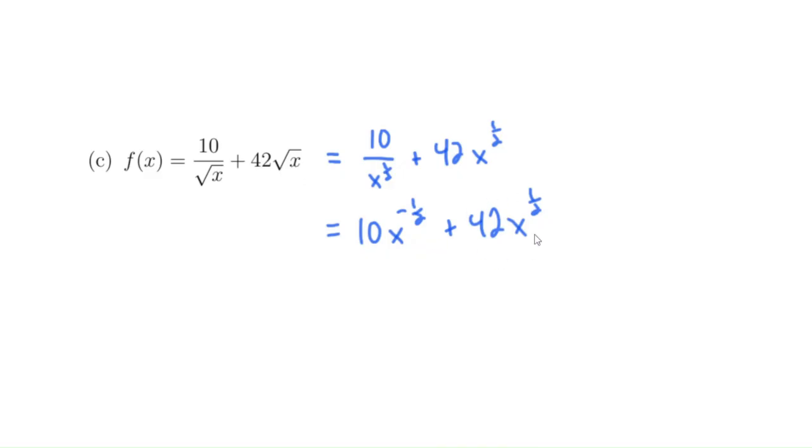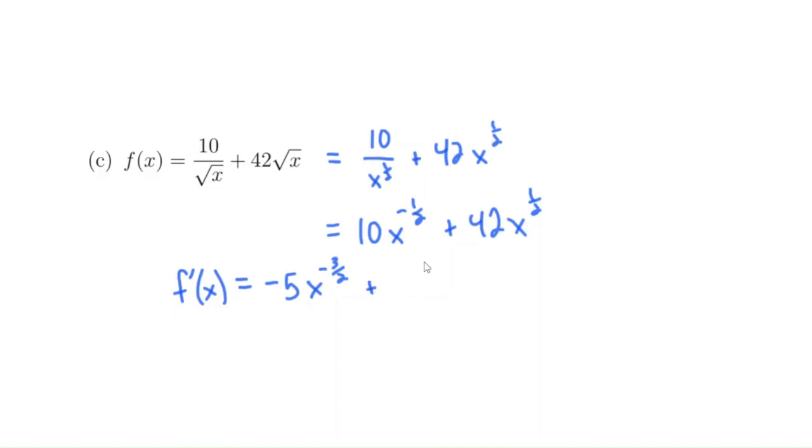That's 42 times x to the 1/2. Now, what is the derivative then going to be? F prime of x. Well, we need to bring the minus 1/2 out front and multiply by the 10. That's going to be minus 5 times x to the, well, we have to lower negative 1/2 by 1. If you do negative 1/2 minus 1, that's going to be negative 3 halves. Negative 1/2 minus 1 would be like negative 1/2 minus 2 halves, which would be negative 3 halves.